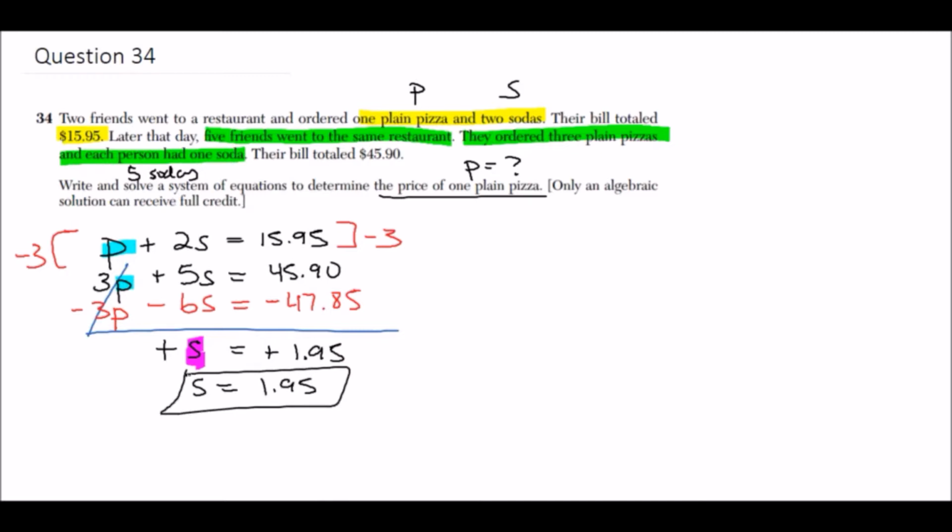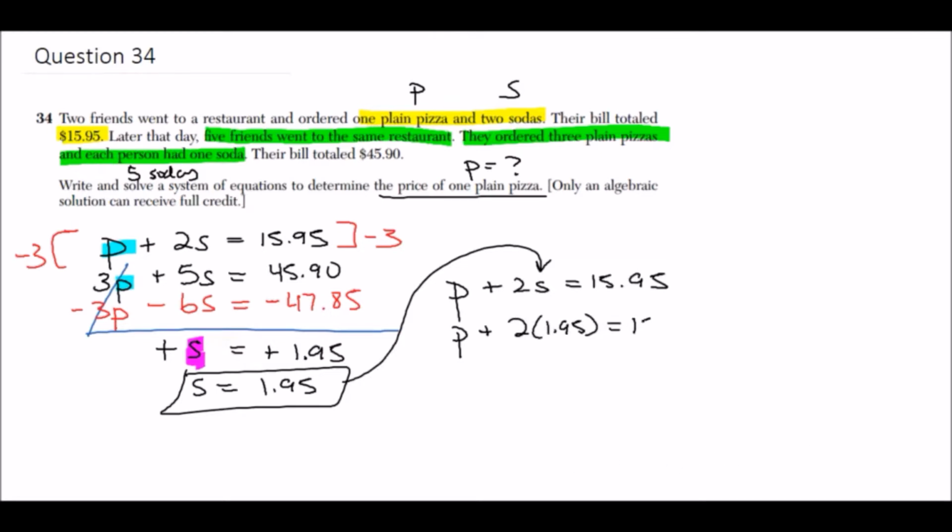Now remember, that's not what the question's asking. It is asking us for the price of a pizza. So what we do is we go back to the first or the second equation. The first one's easier because the numbers are a little bit smaller. And now I can fill in the now known price of a soda into here. And now we can solve for P easily because now this is the only variable left in the equation. Subtract the 3.90, and we get it. Pizza is $12.05.